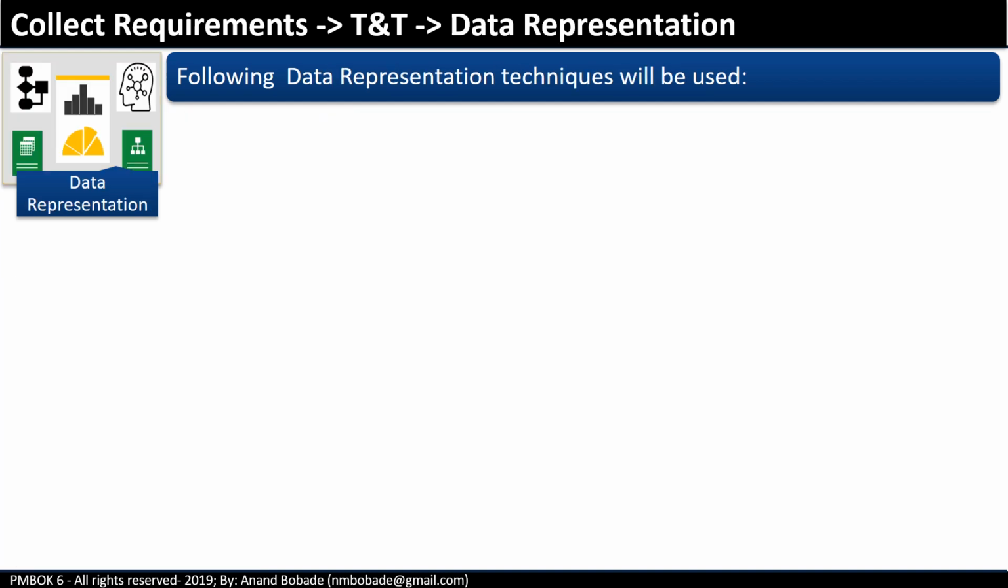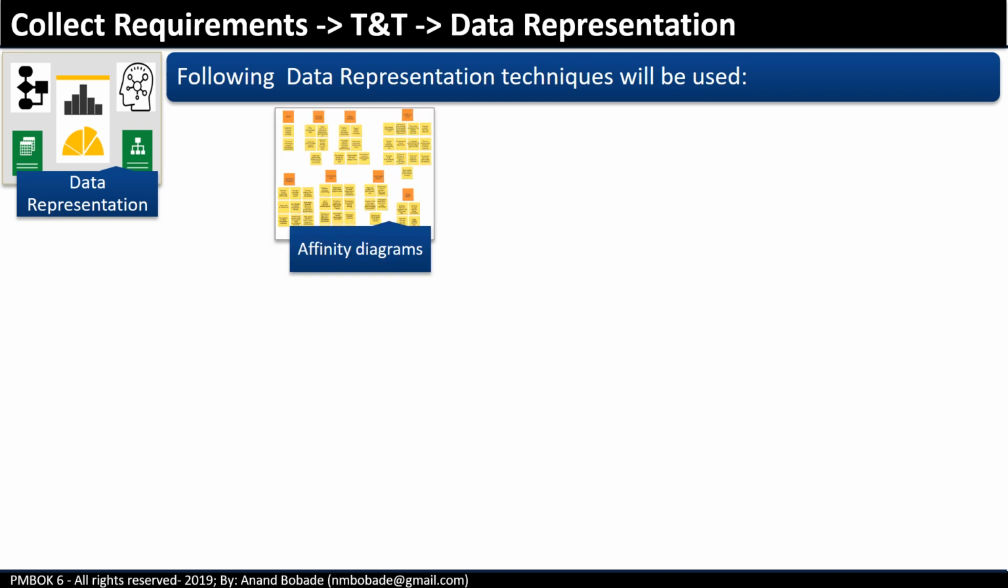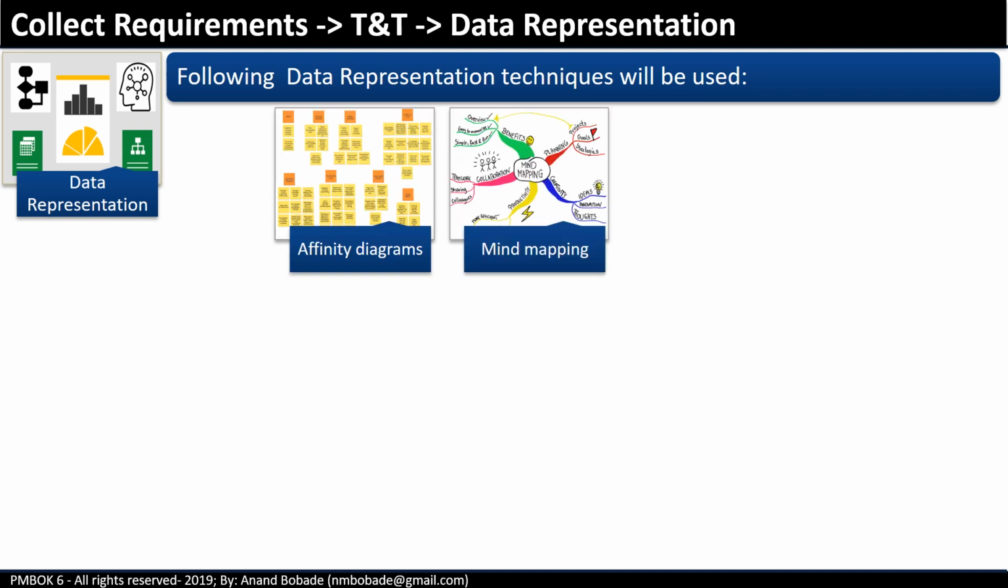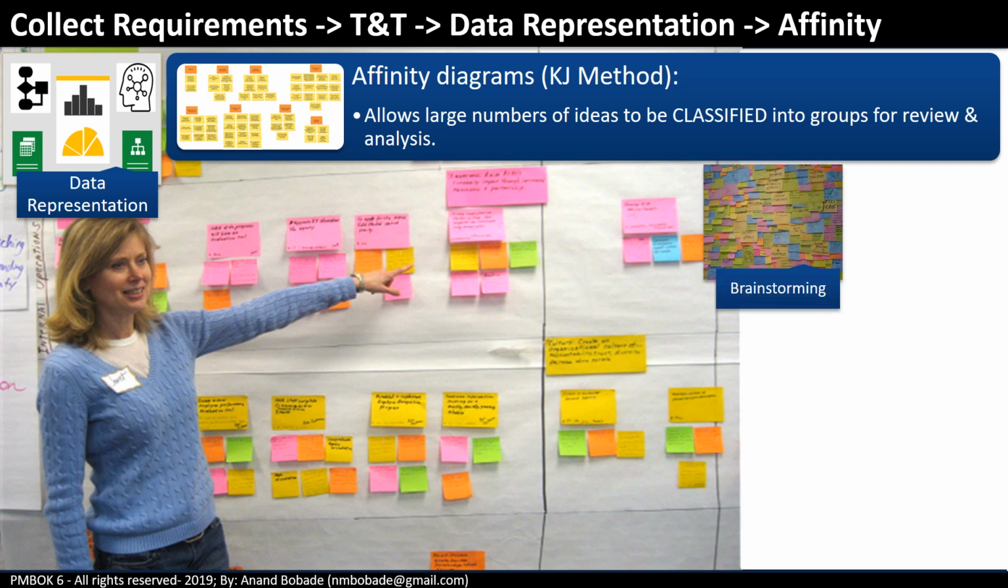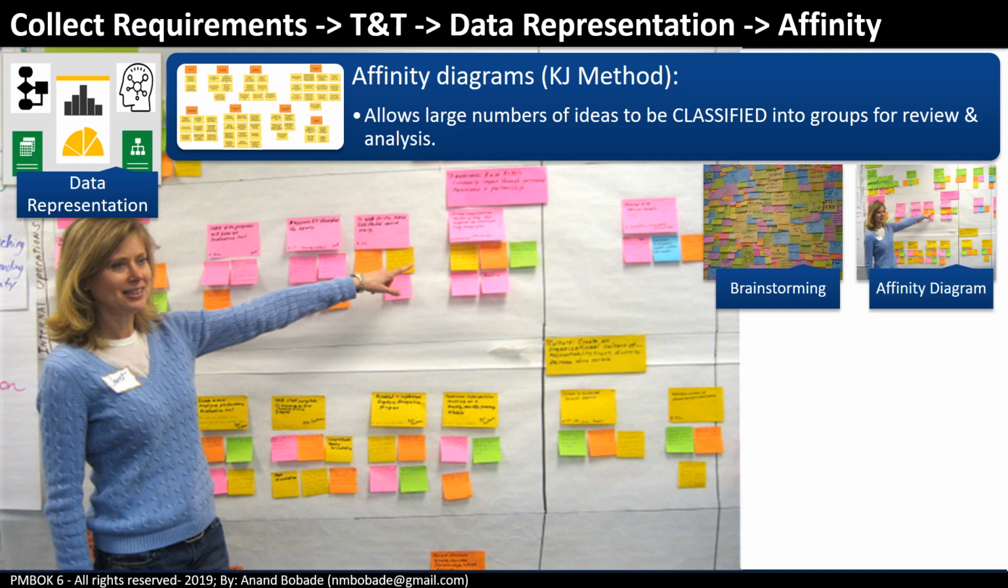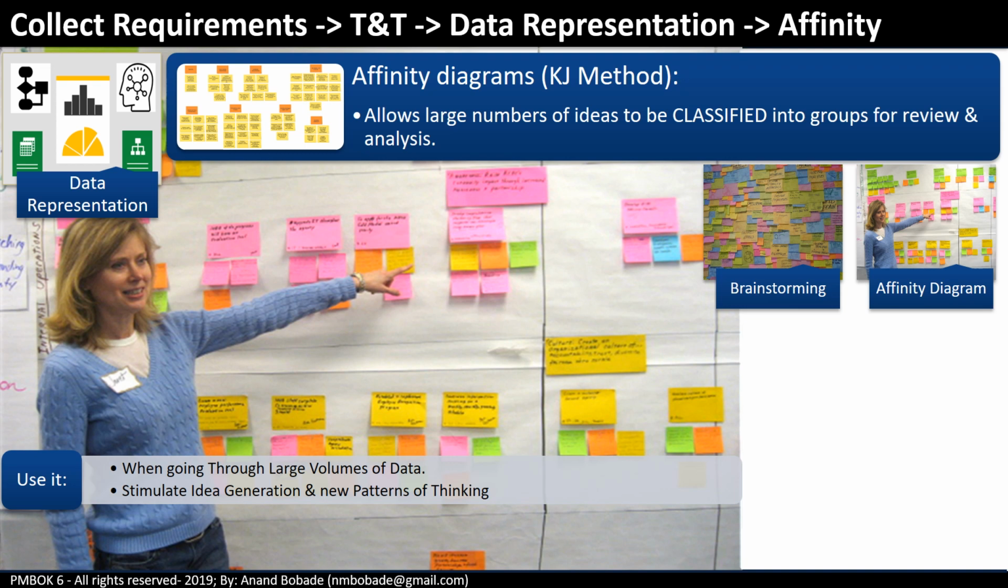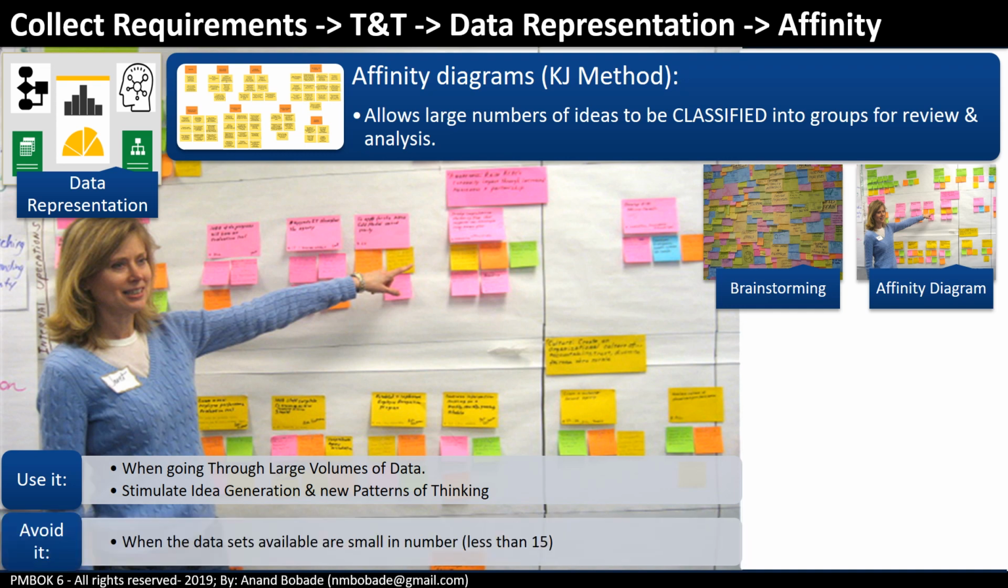Data representation. There are two techniques used here, affinity diagrams and mind mapping. Let's look at each. Affinity diagrams. It allows a large number of ideas to be classified into groups for review and analysis. The affinity diagram technique takes the data generated in the brainstorming process and classifies them into logical groups. You can use this technique when you have a large volume of data to go through and you want to stimulate idea generation and new patterns of thinking. You can avoid this technique when the data sets available are small in number, maybe less than 15.